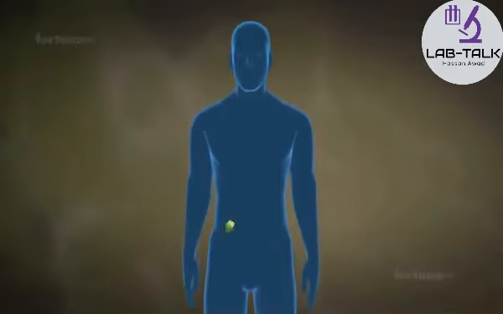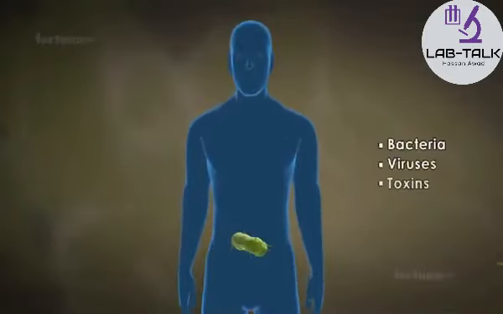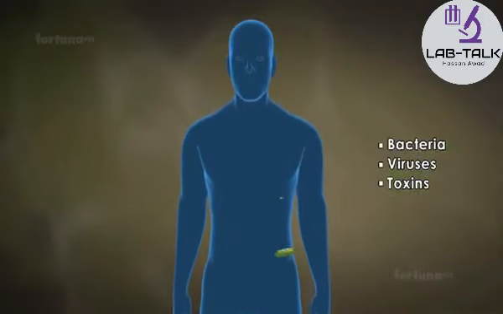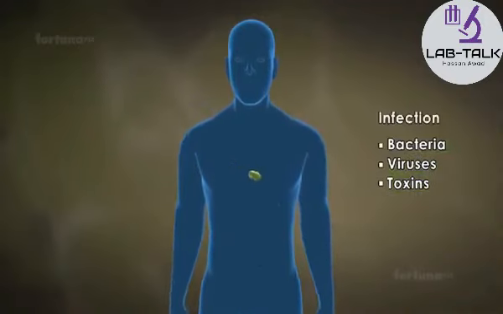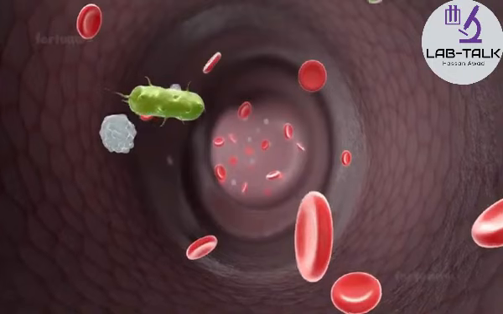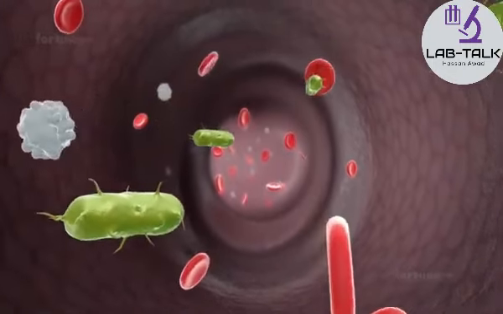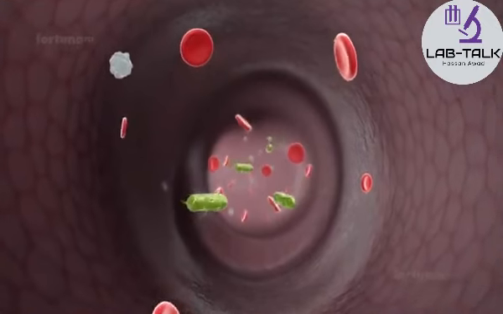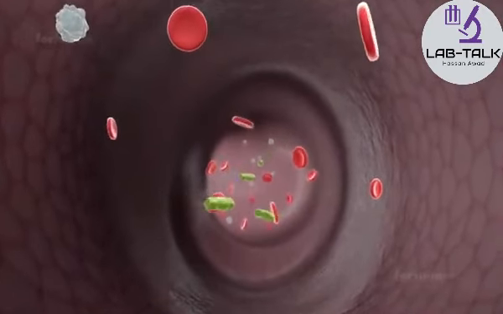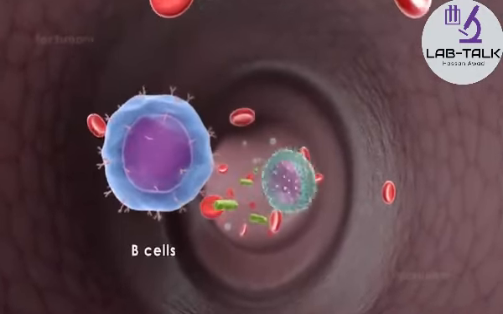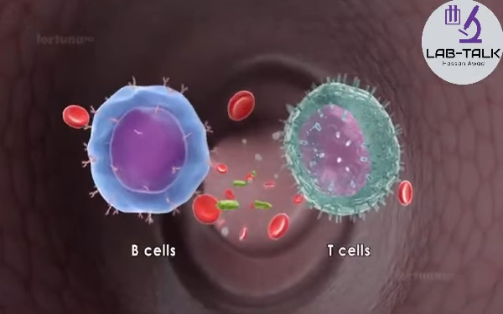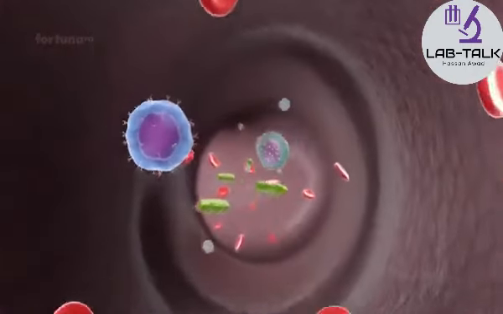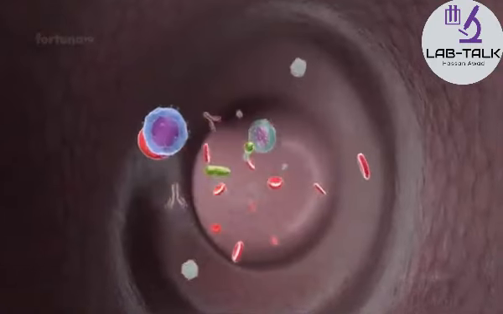When pathogens such as bacteria, viruses, or toxins enter the body and cause an infection, they will activate a natural response that is referred to as natural active immunity. Immune cells such as B cells and T cells will attack the antigen, eventually eliminating it.